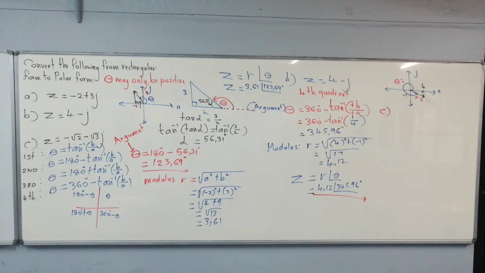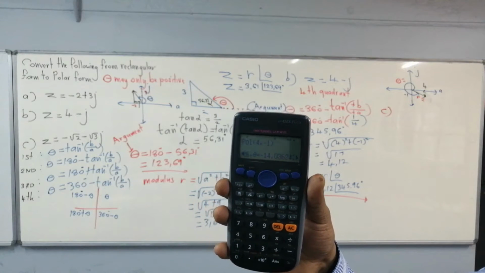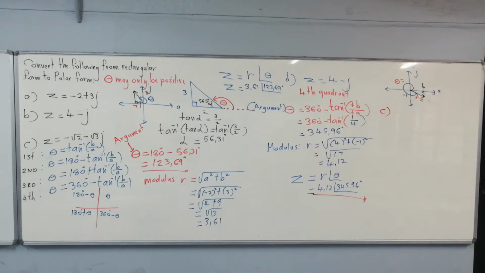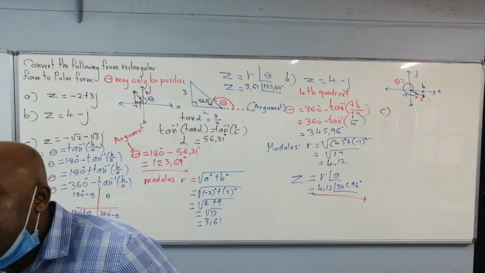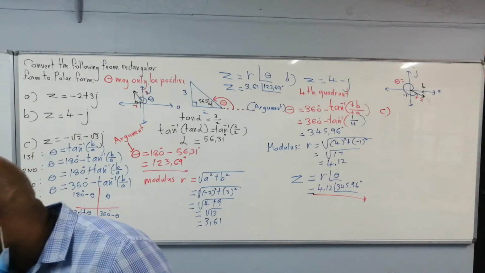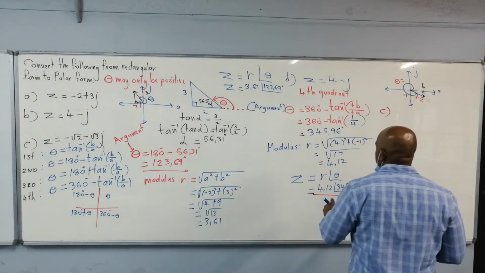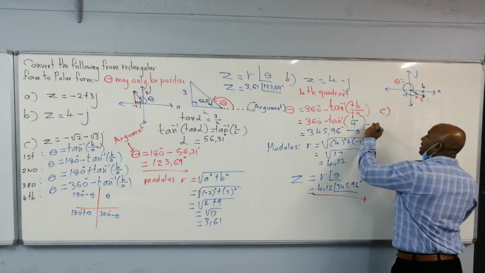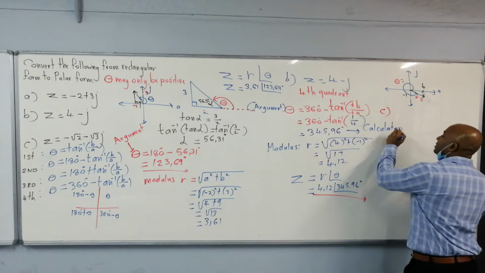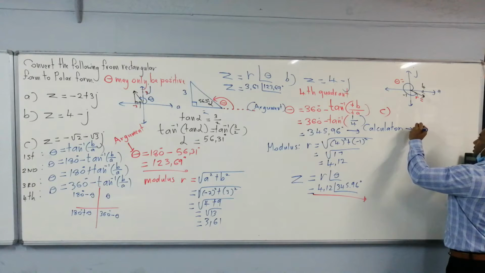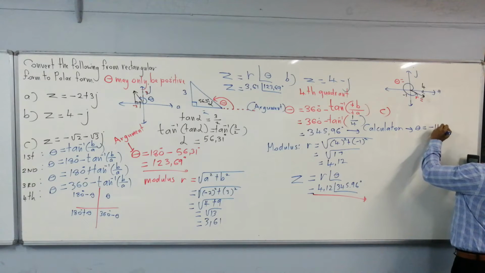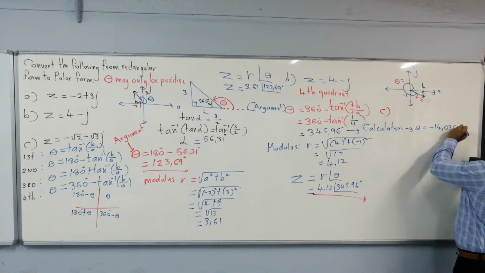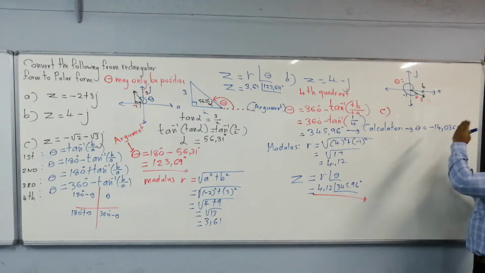And then theta is equal to minus 14,0362. So the calculator gives us a negative angle. Let's write this down here. The calculator: theta is equal to minus 14,0364, and it carries on and on there.